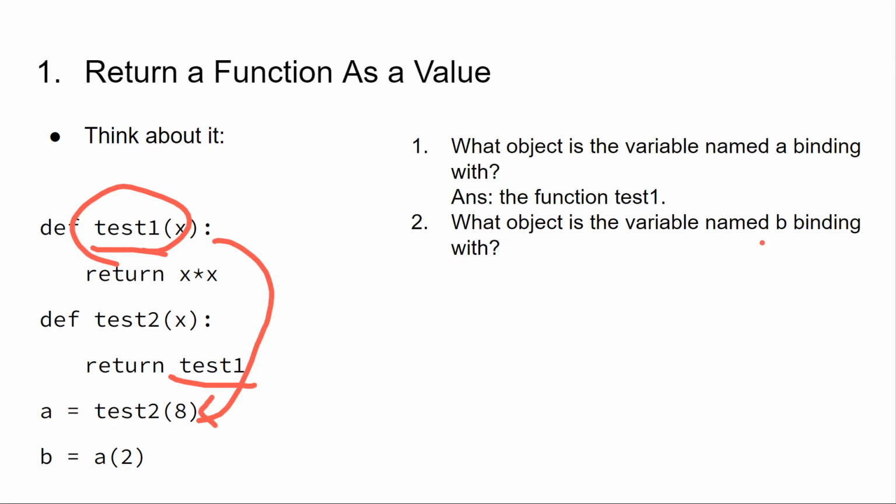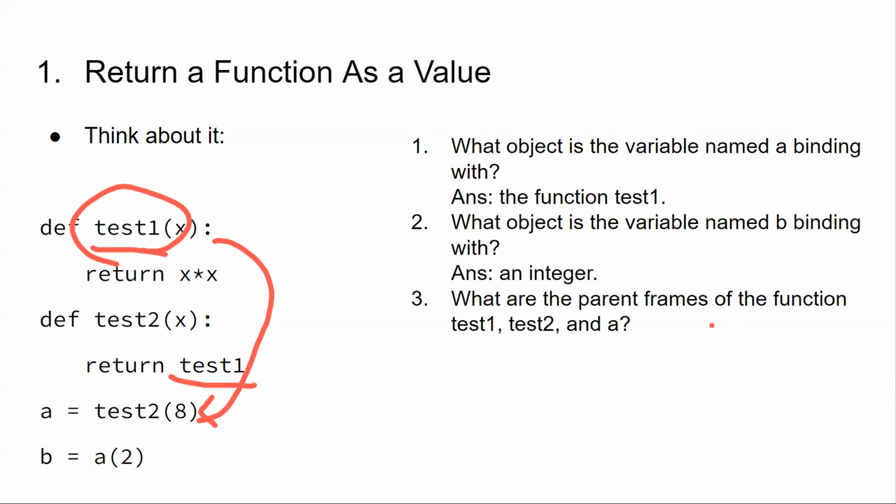And what is the object variable named b binding with? So we see b is a(2). Is a a function? Let's see what a is. So we find a is bound to test1. So we pass 2 into test1 and return 4. So it's an integer.